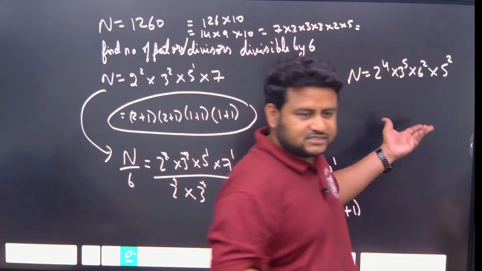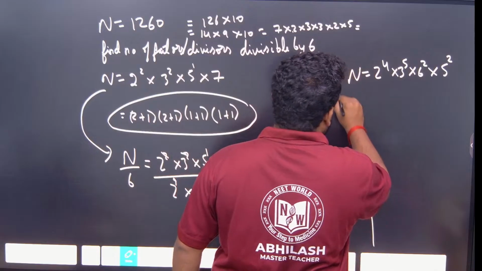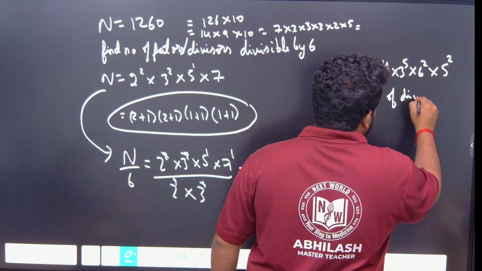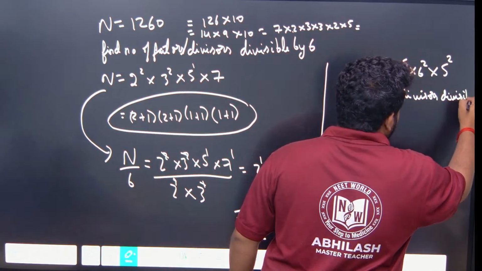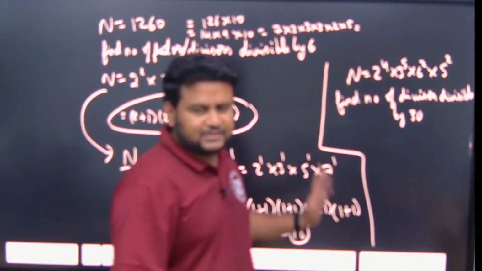They have only factorized and given it. The question is, they are asking to find the number of divisors, the number of divisors divisible by 30.